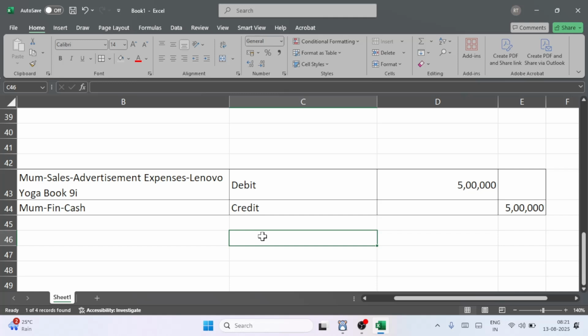When you are booking a transaction or journal entry, first I mention the branch, then which department is spending this expense, and what the nature of the expense is, whether it is advertisement, etc. And against this product, Lenovo Yoga Book 99, I am spending this expense to advertise the product in the market since it was newly launched.